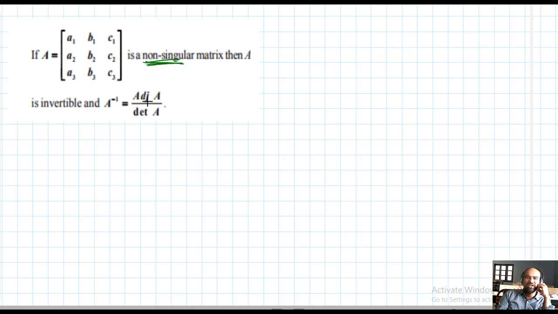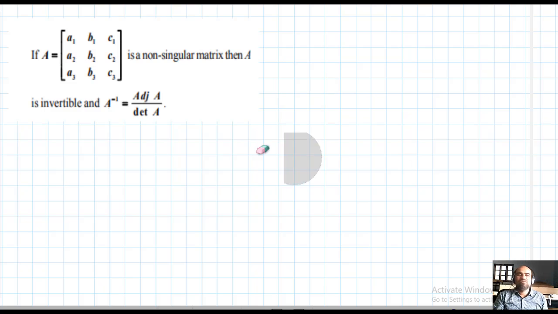Assume that this is, for example, derived. A inverse equals adjoint A by det A. Det A is a real number, no? Just like 1 by det A into adjoint A. So a real number multiplied by adjoint A. So if det equals 0, how can you get A inverse here? A inverse won't exist. That's why the matrix should be non-singular, then only the inverse exists. That inverse can be obtained by using this formula. Now we should prove that. Okay, listen all of you.